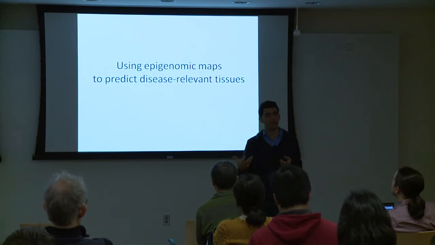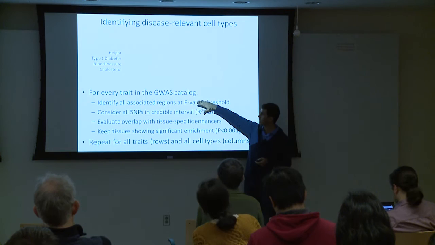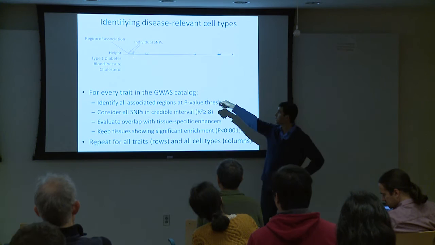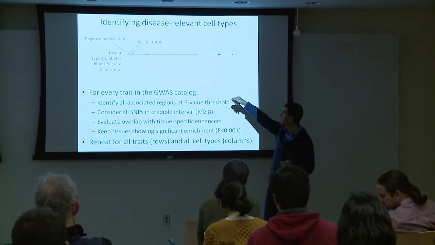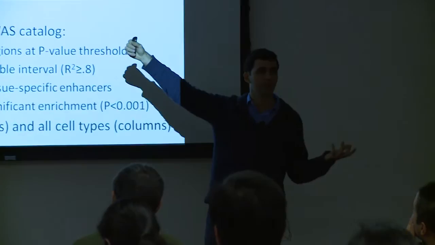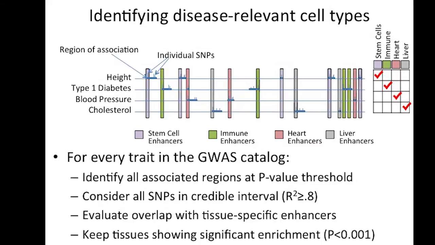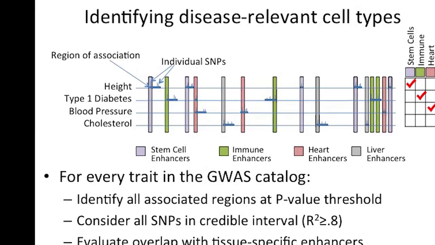Well, the first thing that we're going to do is that for every trait in the GWAS catalog, we're going to identify all associated regions at some p-value threshold. So I'm basically looking at height, what are all the genetic regions that are associated with height, and I'm showing them in blue, and within them, what are all the genetic variants and their p-value, this is very similar to the Manhattan plot that I showed earlier, that are associated with height. Everybody with me so far? So now I can do this for every different trait. And different traits have different genetic regions of association. That's what's really exciting here.